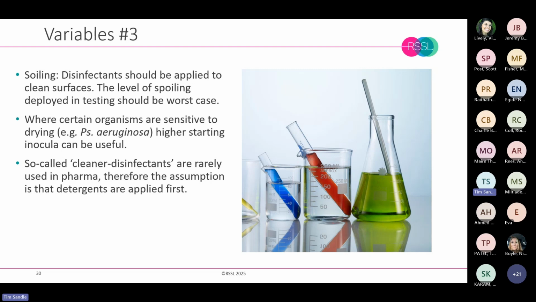We can also face problems when we're using certain organisms that maintaining the viability of those organisms can be problematic. That's particularly the case if we're using a Pseudomonas, particularly Pseudomonas aeruginosa, that it's very sensitive to drying. So if we face that, we might need either to start with higher concentrations, or where that becomes particularly problematic with bovine serum albumin, then some practitioners recommend using a different soiling substance like milk powder.